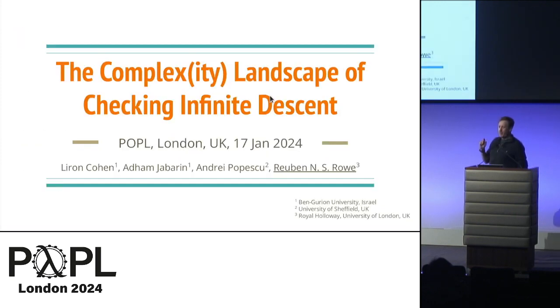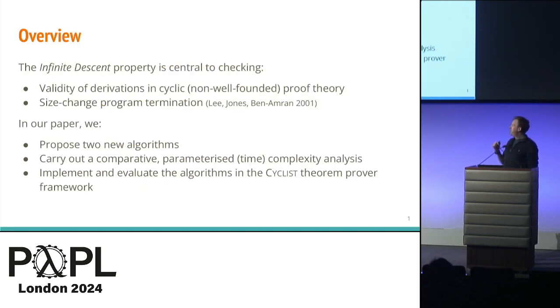Okay, so I'm Reuben Rowe, also from Royal Holloway, and this is joint work with my colleagues Liron and her student in Israel, and my colleague Andrei in Sheffield. We are looking at the infinite descent property, which is central to checking the validity of derivations in cyclic proof theory, and is also a core aspect of the size change approach to checking program termination.